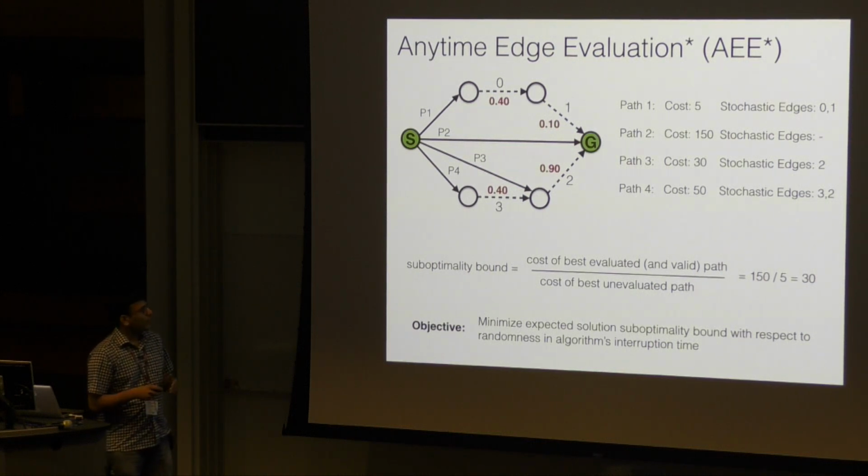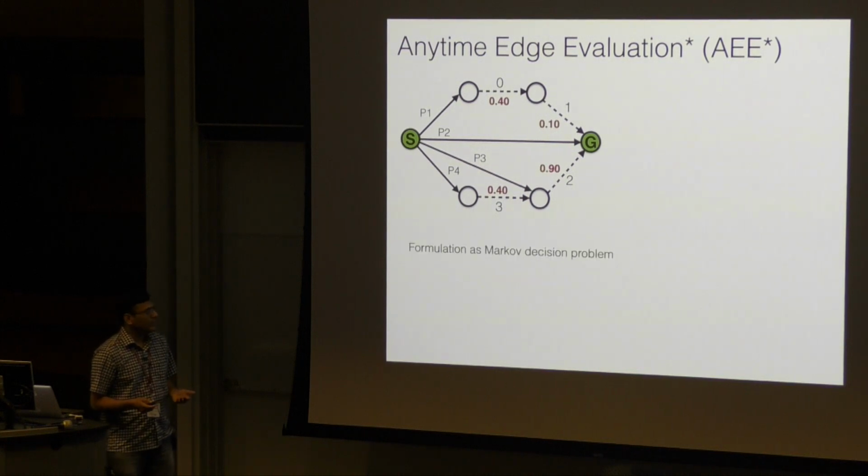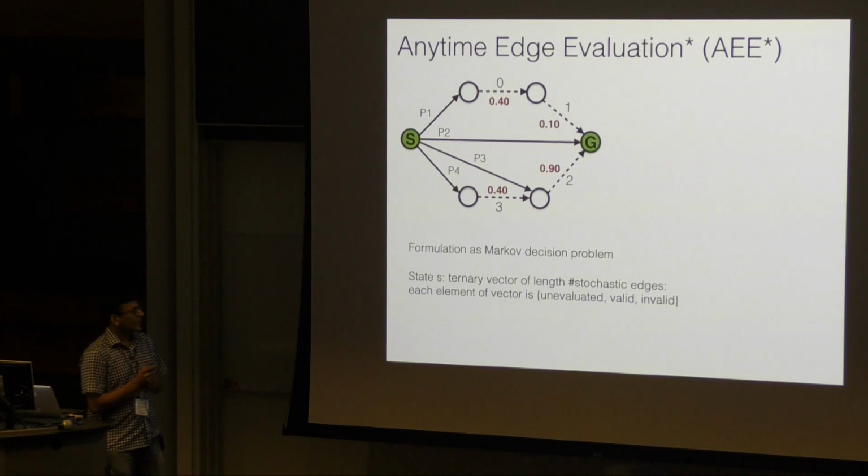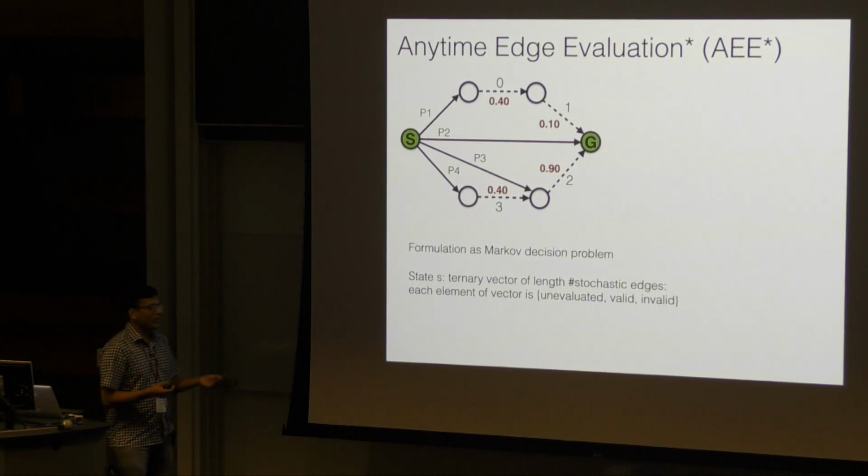All right. So we are going to formulate this problem as a Markov decision problem, where each state in this MDP is going to be a vector of length number of stochastic edges. So each element of this vector can have three possible values, which is either unevaluated, could be evaluated and valid, or evaluated and invalid. And then the actions in the MDP correspond to evaluating one of those stochastic edges.